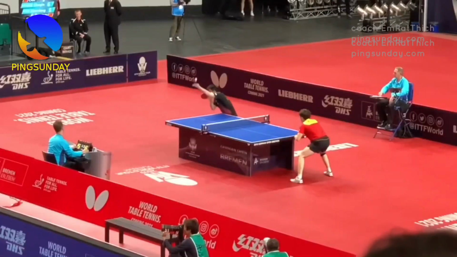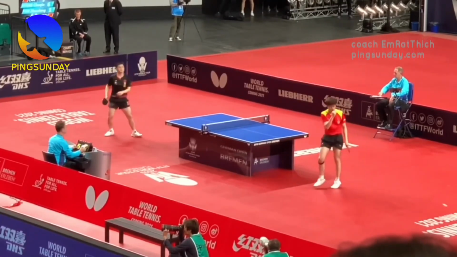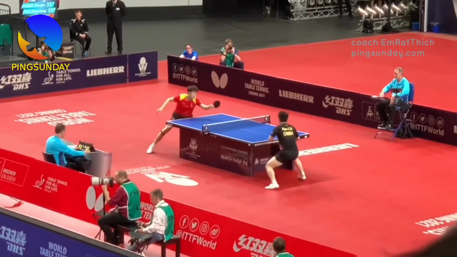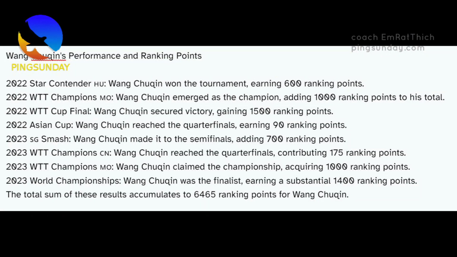Let's now break down the specific tournaments and results that contributed to Wang Chuqin's rise to rank #1 and Fan Zhendong's current position. Wang Chuqin's performance and ranking points. 2022 Star Contender: Wang Chuqin won the tournament, earning 600 ranking points. 2022 WTT Champions: Wang Chuqin emerged as the champion, adding 1,000 ranking points to his total. 2022 WTT Cup Final: Wang Chuqin secured victory, gaining 1,500 ranking points.